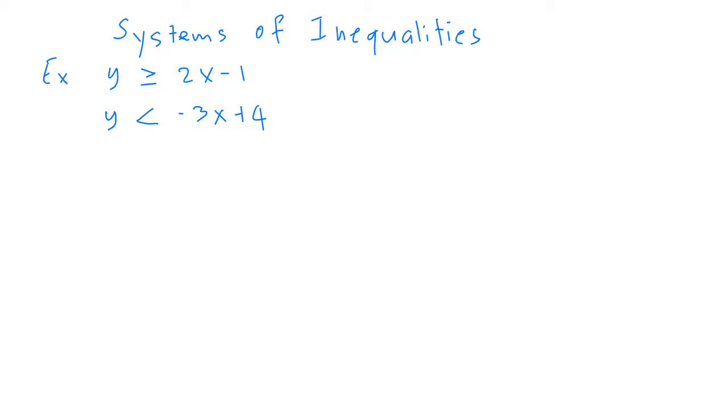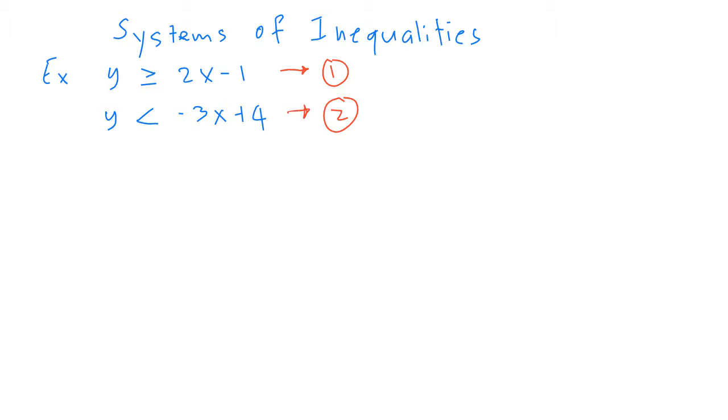Systems of inequalities. Example: y is greater than or equal to 2x minus 1, and y is less than negative 3x plus 4. So here we can label the first inequality as inequality 1, and the second one as inequality 2.